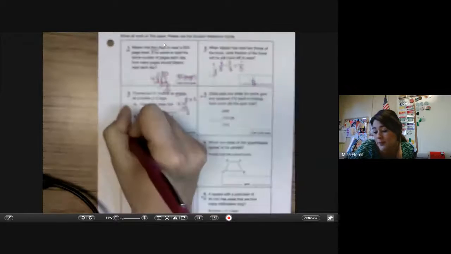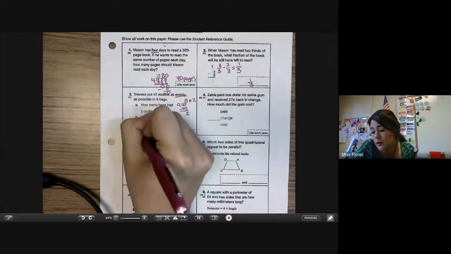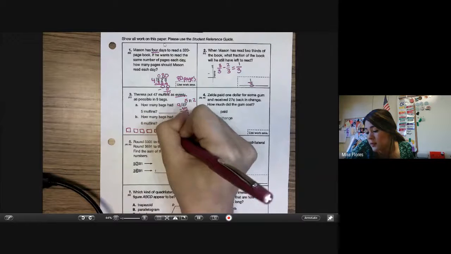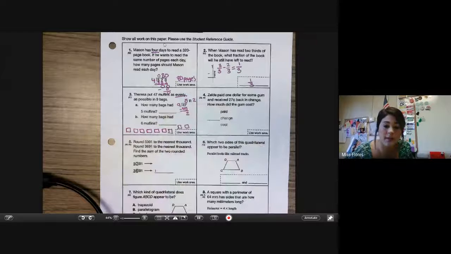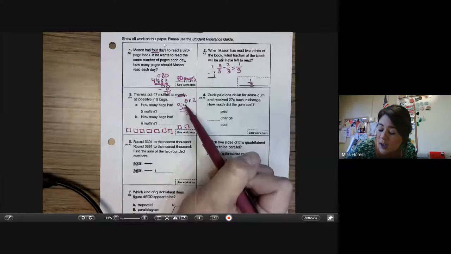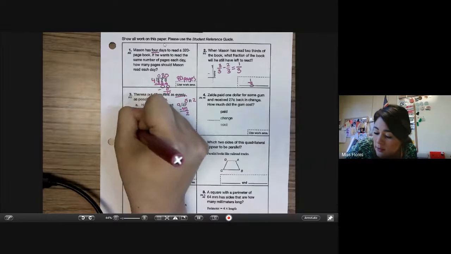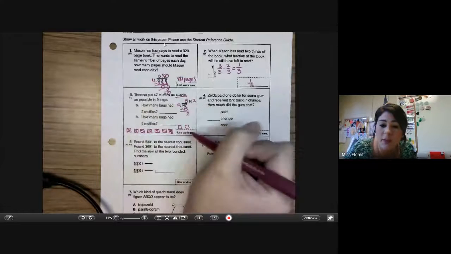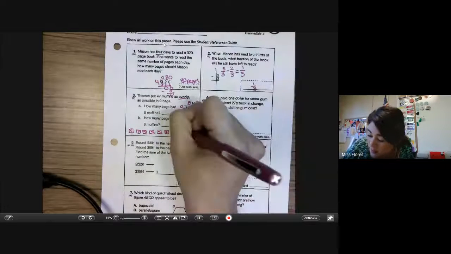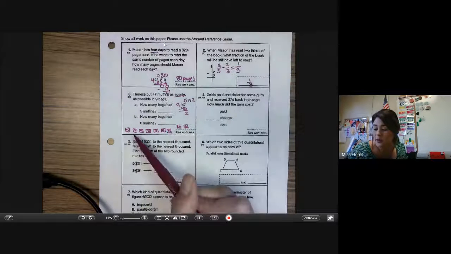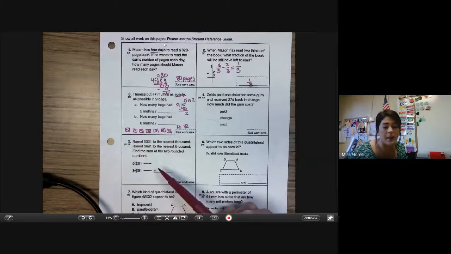So if we have 9 bags, 1, 2, 3, 4, 5, 6, 7, 8, 9, I ran out of space. Okay, and if we have 5 in each bag, except 2 of them are going to get 1 extra muffin. So that means 6 and 6 because we have 2 left over. So then your question says how many bags had 5 muffins? And it looks like we have 1, 2, 3, 4, 5, 6, 7 bags.